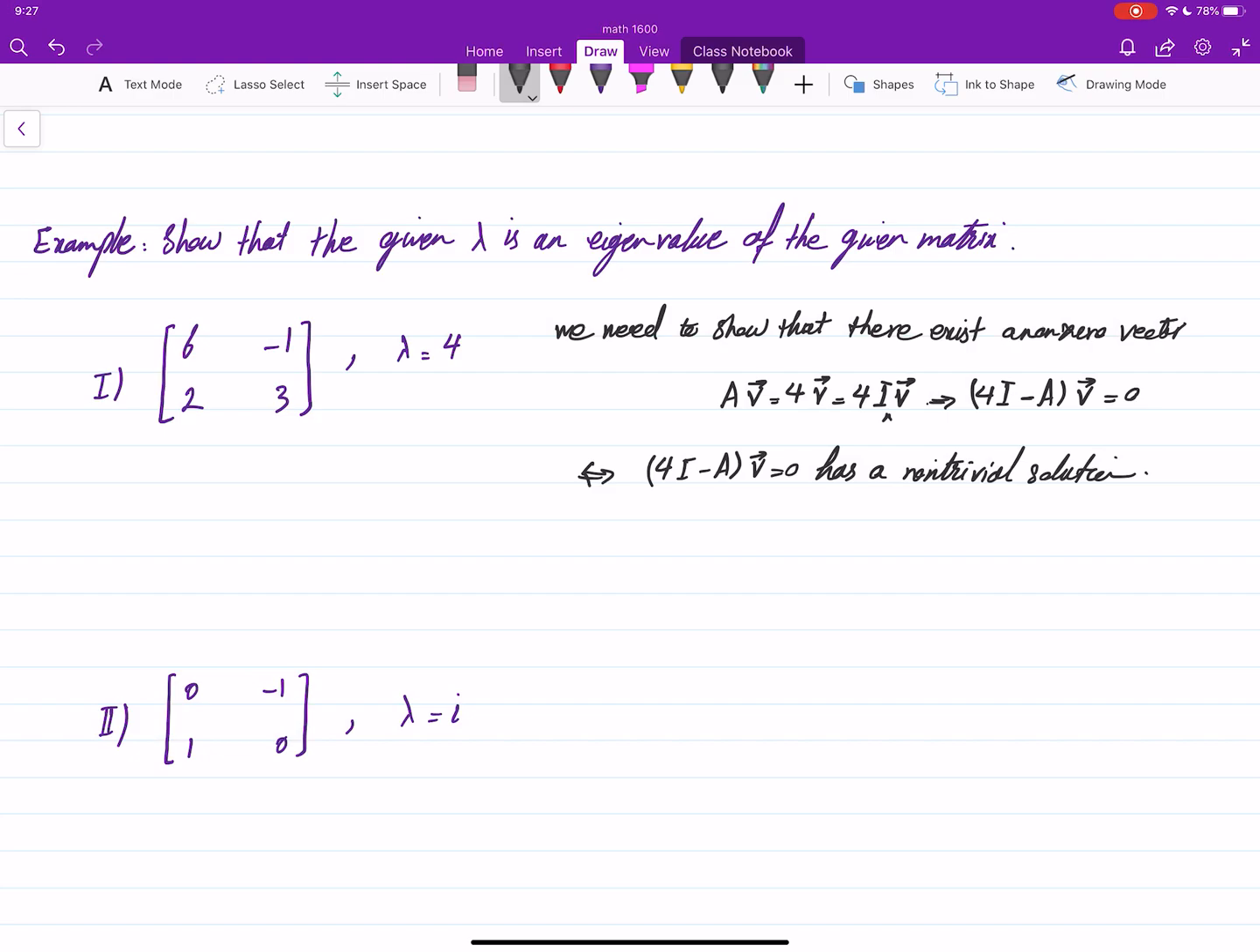What do we need to do here? Well, find 4 times the identity matrix, here it is, minus the matrix A. This gives us 4 minus 6 is negative 2. This is 1. This is 2. And that is 4 minus 3, it is 1.